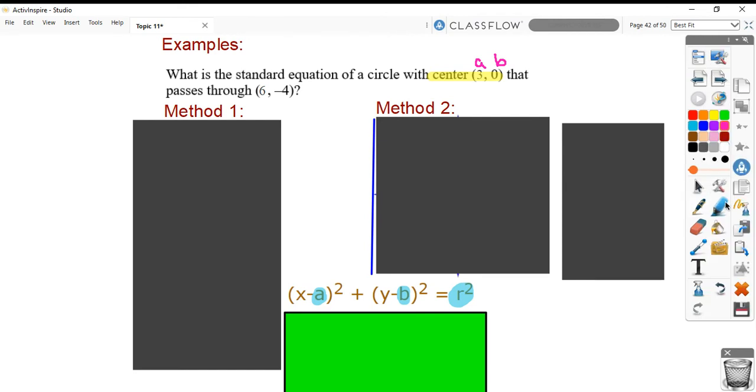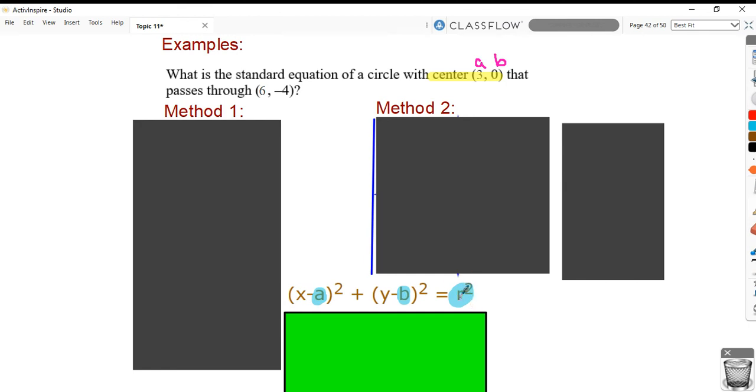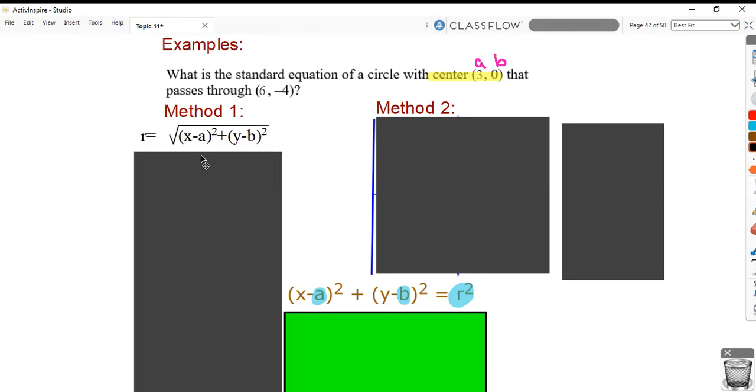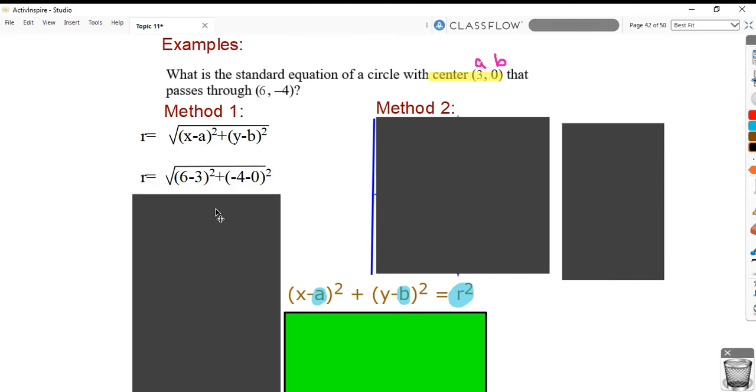But the problem we run into now is what is R? How can we find this last number, R squared? So method number one, this is my personal preference. We're going to use the distance formula. All we have to do is plug in these numbers to that big old ugly mess of a square root that is the distance formula. So we subtract the x values, 6 minus 3. We subtract the y values, negative 4 minus 0.